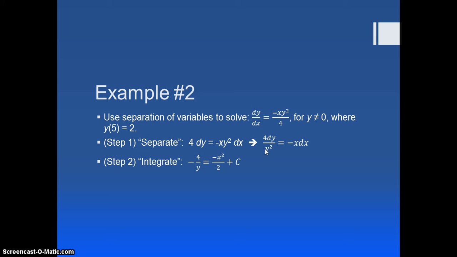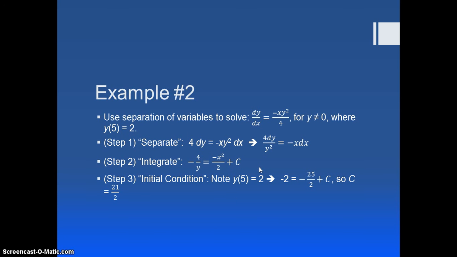All right, if it were a linear factor, we might be able to use natural log for our antiderivative, but 4 over y squared is really the same as 4y to the negative 2, so be careful with that. When we find the antiderivative for that left side of the equation, we get negative 4 over y, and of course the antiderivative of negative x dx is negative x squared over 2, and again we only have that 1 plus c that we need here.